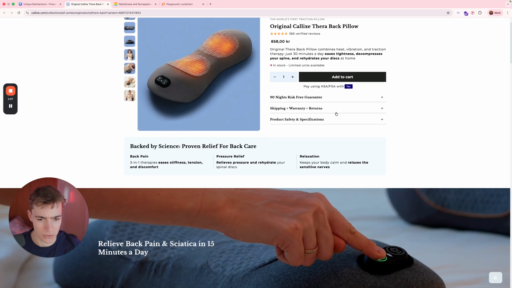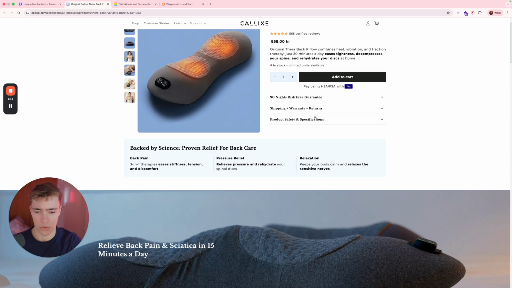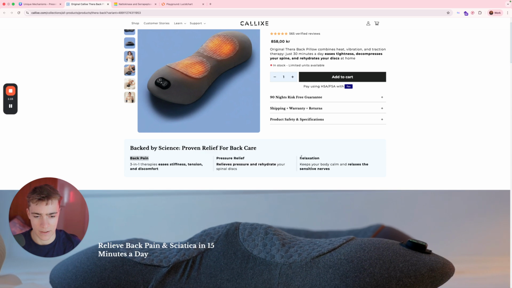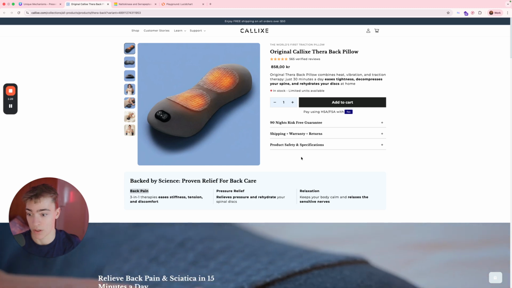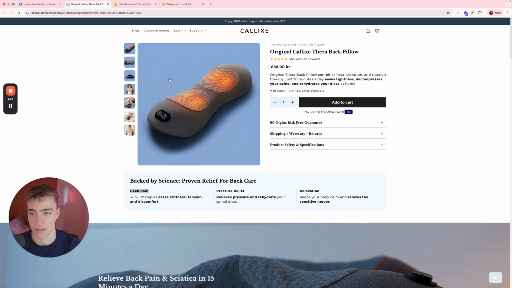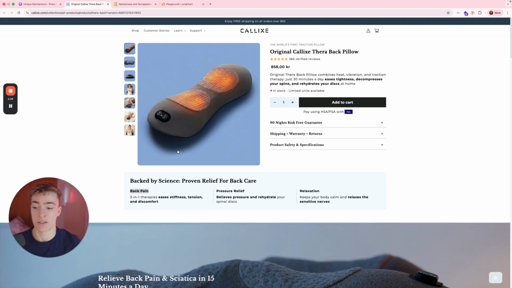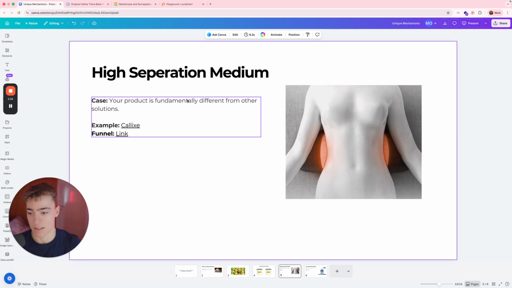To help solve for X, Y, Z thing, I don't know exactly what their thing is. I think it's back pain. And then I think they're also running other angles such as sleep, stress, different types of things. This is one way of having a unique mechanism where you separate, because the thing that you're selling is fundamentally different than other things. So that's a high separation medium.